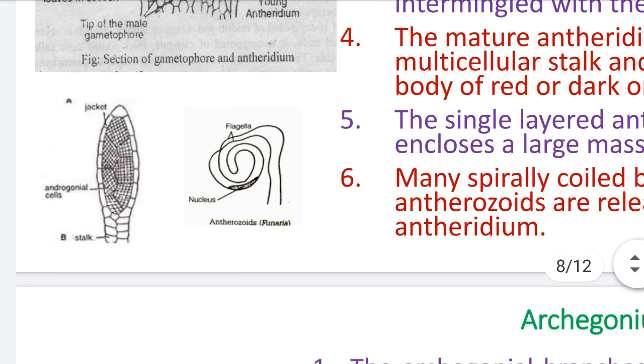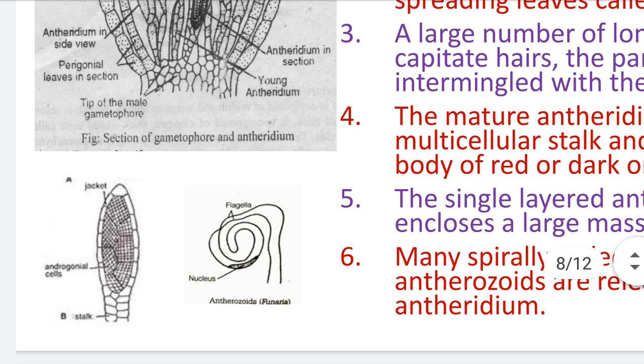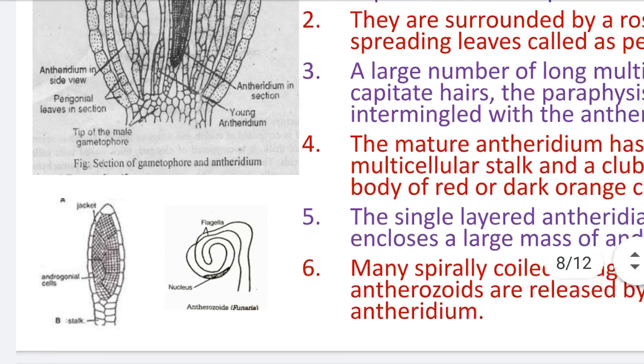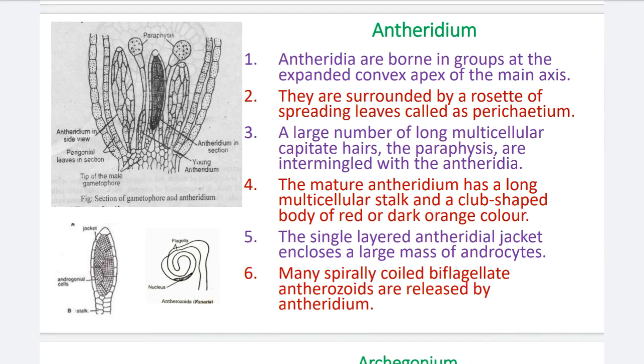Okay, now this is the single antheridium in diagram B, a single club-shaped antheridium, which is covered by a sterile jacket layer, and the body of the antheridium is made by many androgonial cells, and these androgonial cells produce many haploid antherozoids, also called spermatozoids or sperms. They are also called male gametes, and they are motile structures. They are biflagellated structures. So in this way, this is about the antheridium. What is the function of the antheridium? They produce the male gametes called antherozoids or spermatozoids.